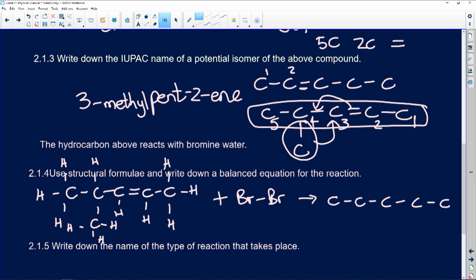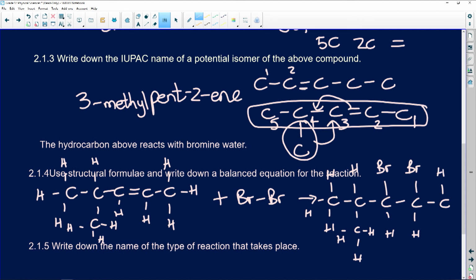And where the double bond was, we're going to go add on the second carbon. We're going to go add a bromine, and onto the third carbon, we're going to add a bromine. And now we can just add the hydrogens. And there we go. So remember, with this reaction, we are breaking the double bond, and we are adding bromine to it. And there we go.